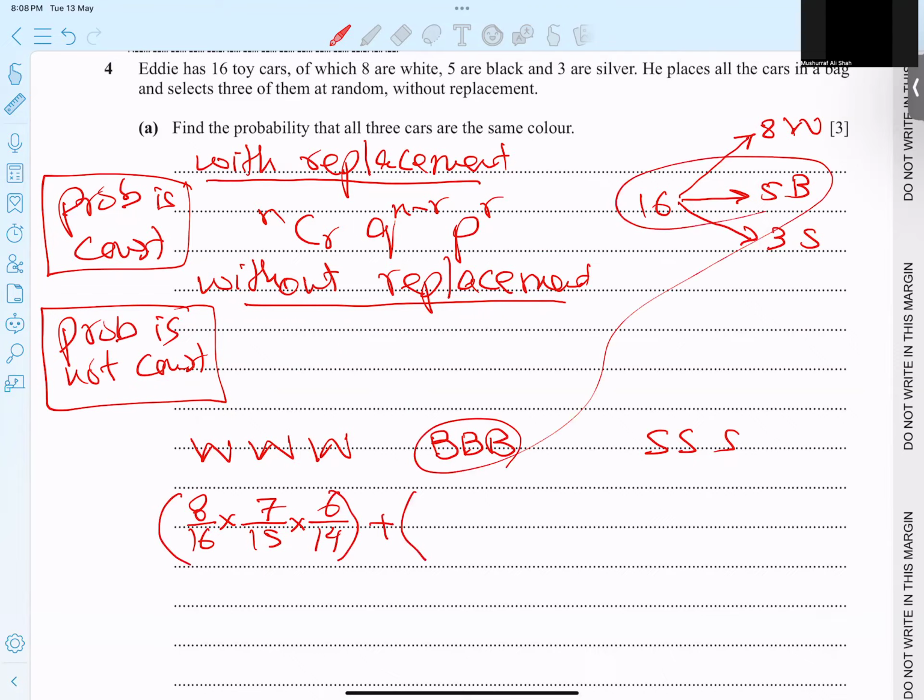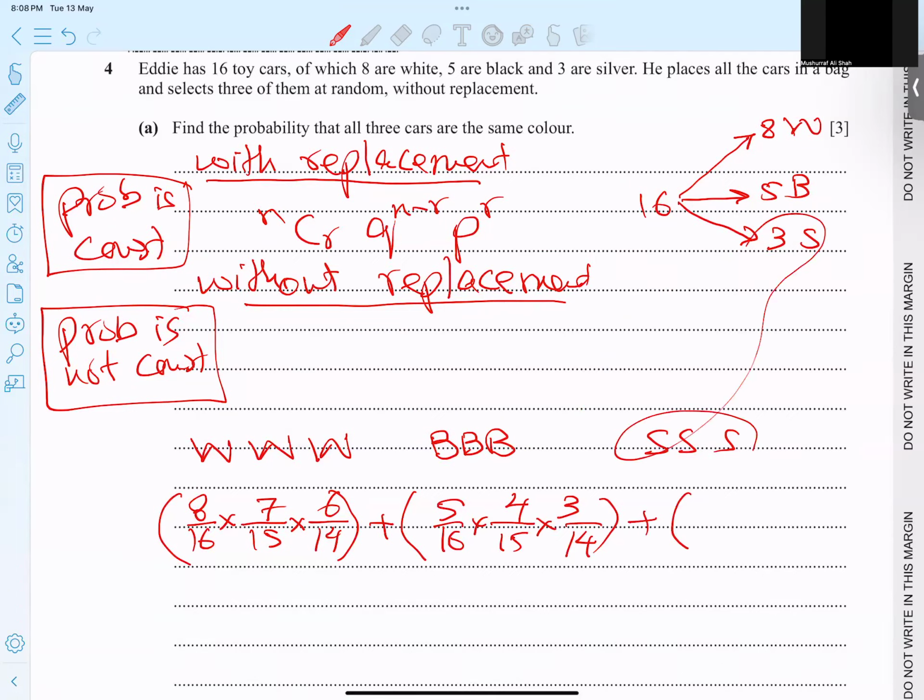Same we will apply on black. So 5 over 16. Okay, I'm writing 15, I'm writing 14, and 4 and 3. And now let's talk about silver. So 3 out of 16, then 15, then 14. And here 3, here 2, and 1.